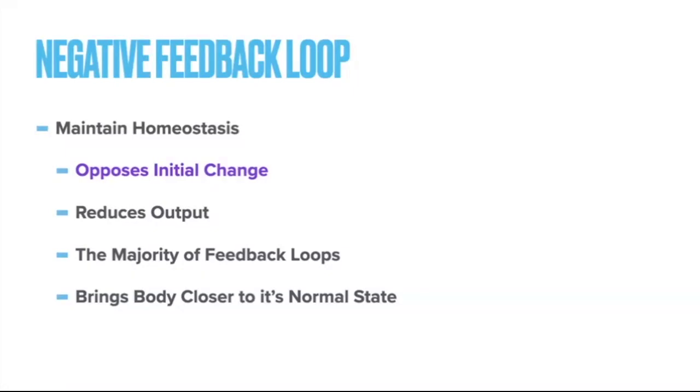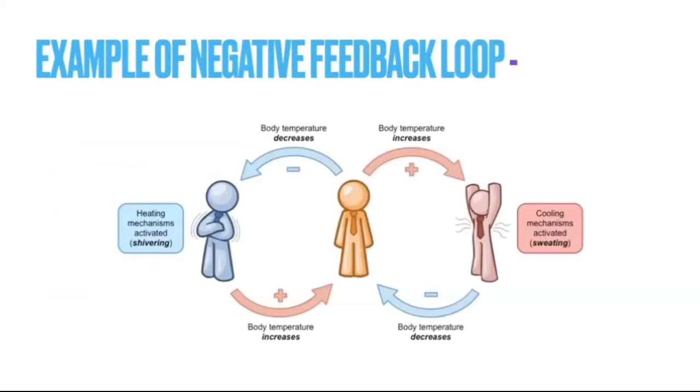So negative feedback loops, they help maintain homeostasis, they oppose the initial change, and they reduce output. The majority of feedback loops, they bring the body closer to its normal state. Negative feedback loops have a brake effect. Blood sugar regulation is one of the most common examples. Another common example is thermoregulation.